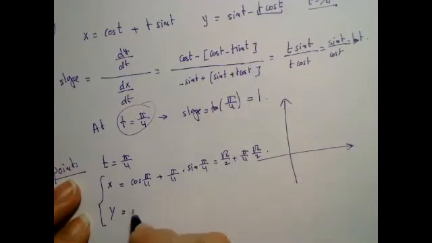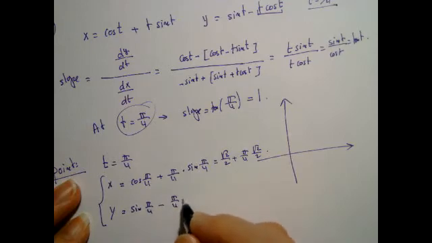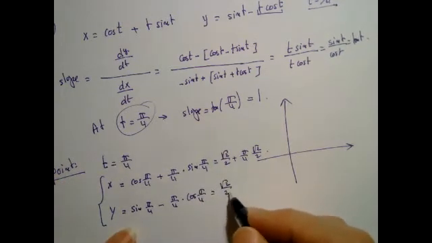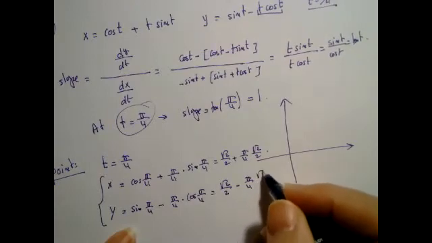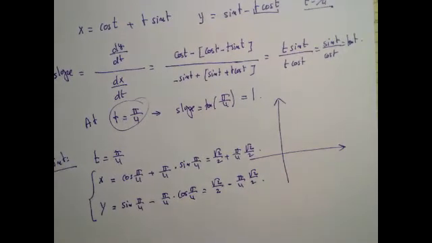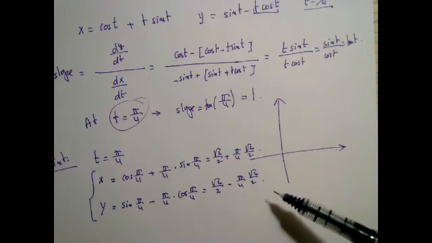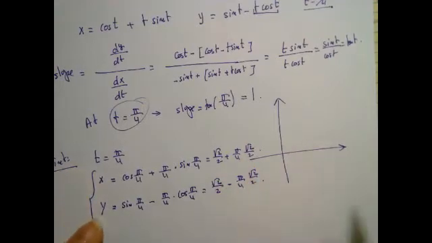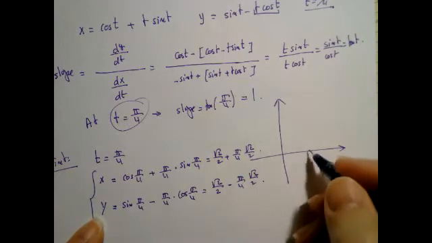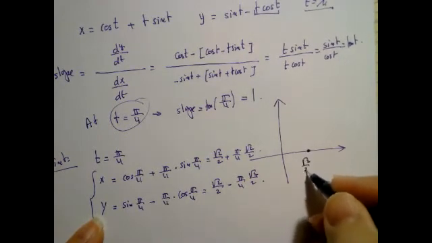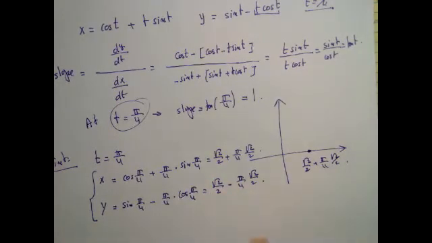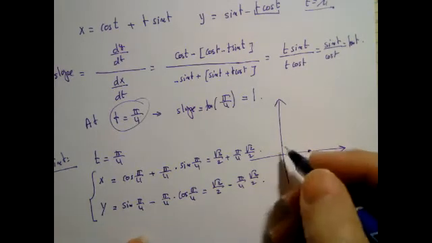The y is the sine of pi over 4 minus pi over 4 times the cosine of pi over 4, which gives me the square root of 2 over 2 minus pi over 4 times the square root of 2 over 2. It means that at t equals pi over 4, my point is at those values. It means the square root of 2 over 2 plus that should be somewhere in here. That's the x. Now the square root of 2 over 2 minus that should be somewhere in here.